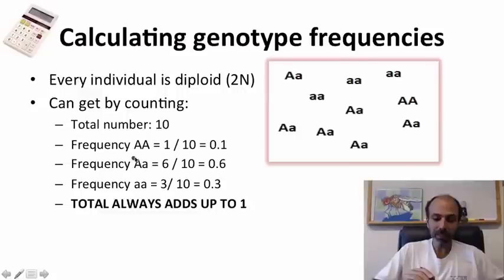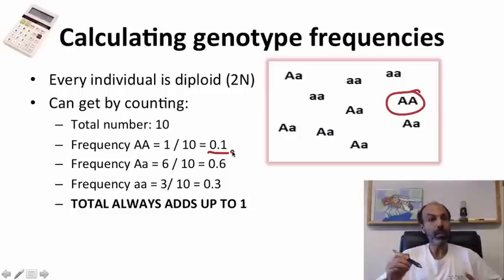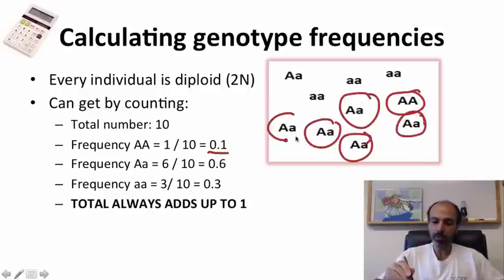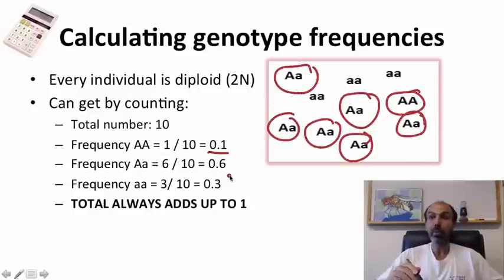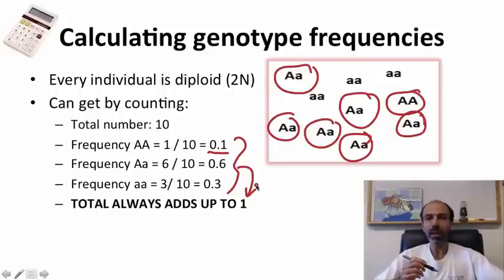The frequency of big A, big A will be its abundance, of which there's only one right here. So it would be 1 out of 10, or 0.1, which is the same as 10%. For big A, little a's, there are 1, 2, 3, 4, 5, 6 out of 10, or 0.6. For little a, little a's, the ones that are not circled, it's 3 out of 10, or 0.3. So you add up these three numbers, and again, it adds up to 100%, as we expect.